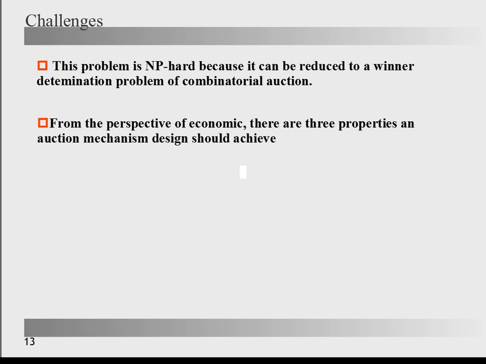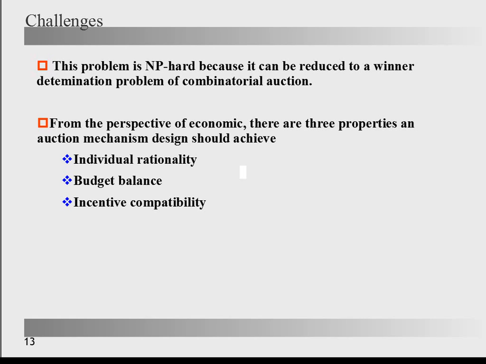There are several challenges. The first of which is that our problem is NP-hard because it can be reduced to a classical winner determination problem of combinatorial auction. And the second challenge comes from some economic perspectives, which suggest that there are 3 properties an auction mechanism design should achieve. The 3 properties are individual rationality, which means that no participant's utility is negative; budget balance, which requires the total charges from buyers cannot exceed the total payments to the providers; and incentive compatibility, also called truthfulness, which means that no participant could be better off by lying.